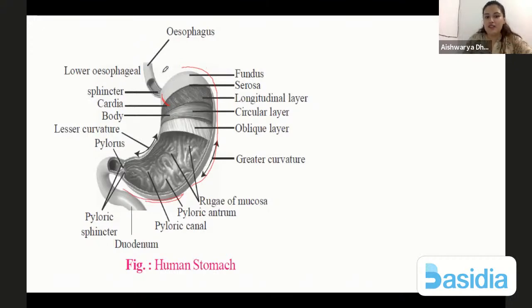Okay. Now, if you just have a look at this structure, you can see that they have shown rugae internally, right? That is infoldings. These infoldings can open up. So just imagine it like a balloon. You blow air into the balloon and it opens up. Okay.